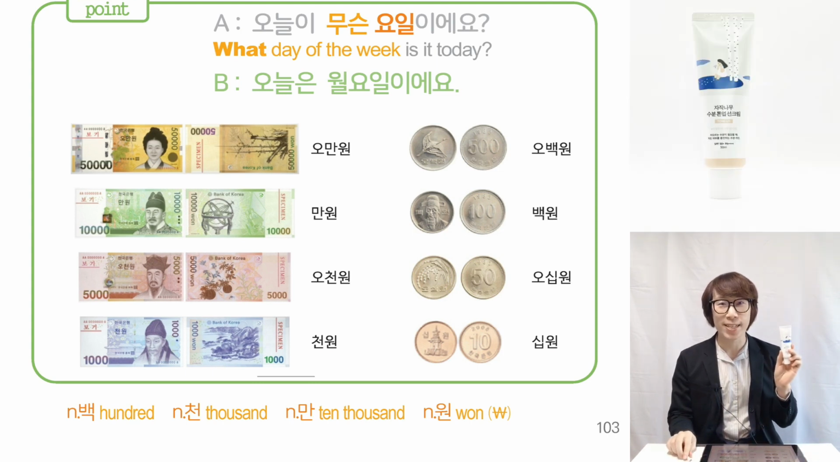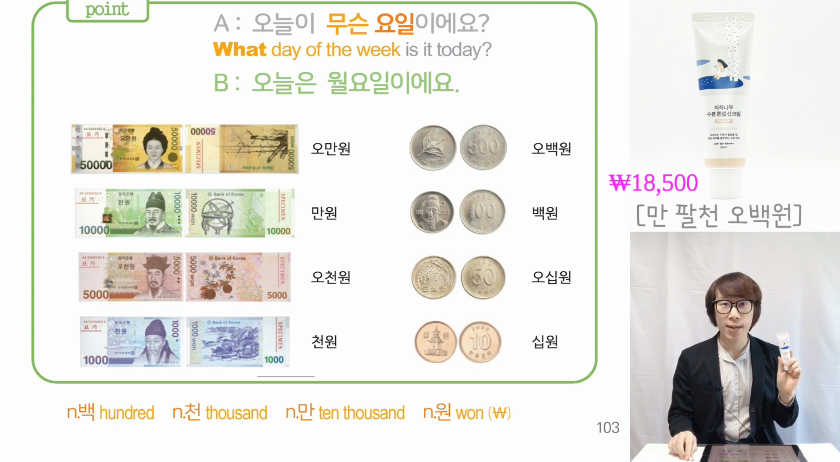Example, this is my sunblock. This is 18,500 won. How can you say? 18,500 won, 18,500원.